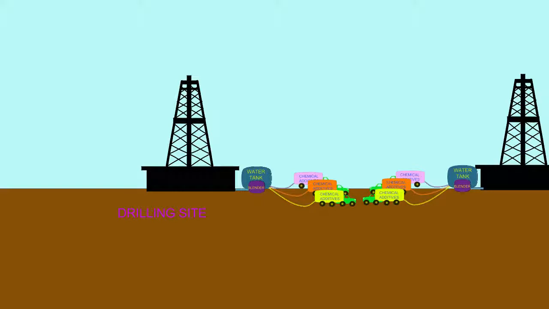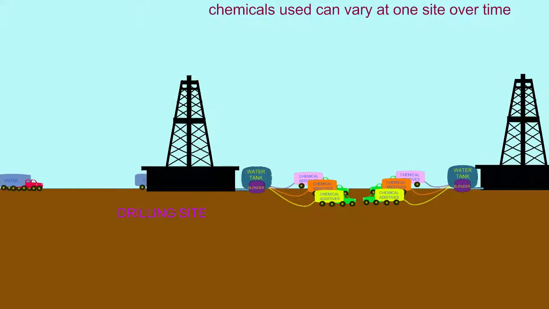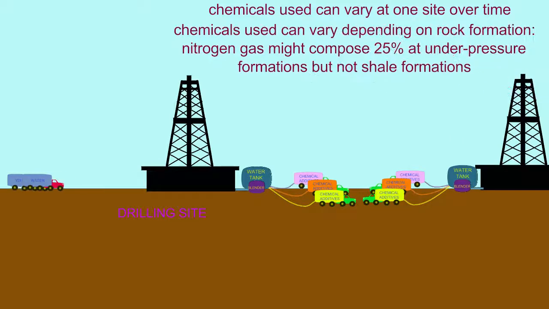Which chemicals are used? Well, this can vary over time, and so early in the fracture, different chemicals might be used than later. And it can vary depending on the geologic formation from which natural gas is being extracted. So nitrogen gas may compose more than a quarter of the hydraulic fracturing fluid when working with under pressure geologic formations, but not in shale formations.